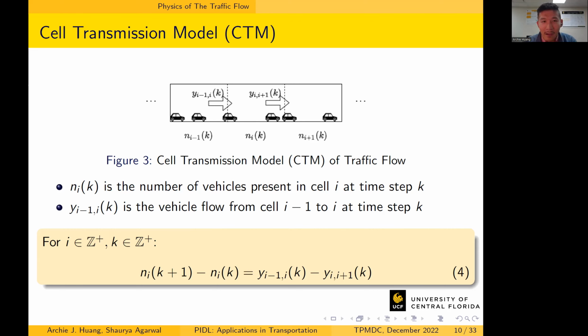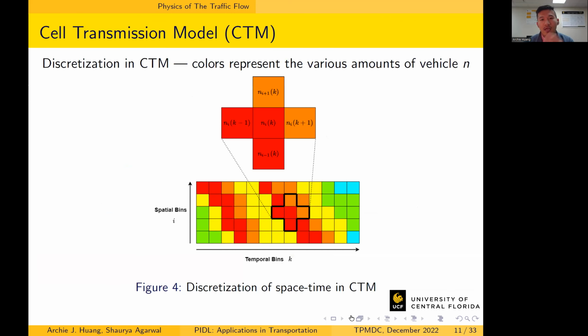And on the next slide, this is just a two-dimensional visualization of the traffic state. On the previous slide, we saw this segmentation, or discretization, of a road segment spatially, with respect to location X. And here we are just adding another dimension. So not only do we have X, now we have T. So now we see these temporal bins and spatial bins, and the colors here just indicate the number of vehicles.